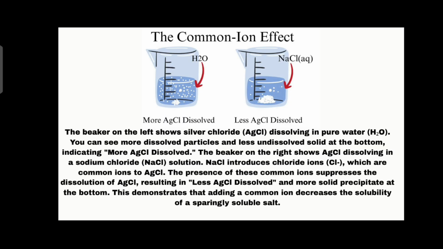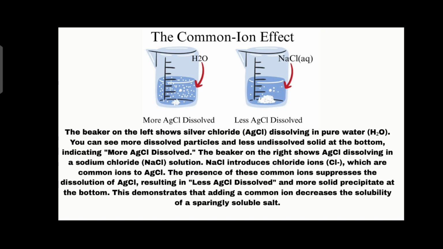I have a second example. As we can see in the left picture, more sodium chloride dissolved, and on the right side, less sodium chloride dissolved. The beaker on the left shows silver chloride dissolving in pure water. You can see more dissolved particles and less undissolved solid at the bottom, indicating more sodium chloride dissolved.